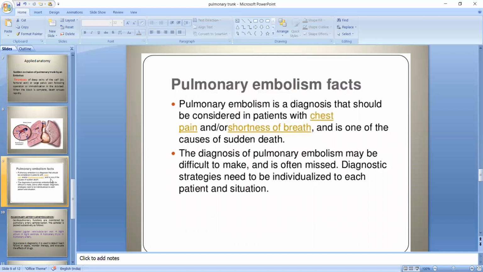Due to pulmonary embolism, there are some symptoms: chest pain and shortness of breath. These symptoms are very common in many diseases of the lung and heart, so there is great difficulty in differentiating these conditions from pulmonary embolism. So sometimes a pulmonary embolism case is missed. Diagnostic strategies need to be individualized to each patient and situation.